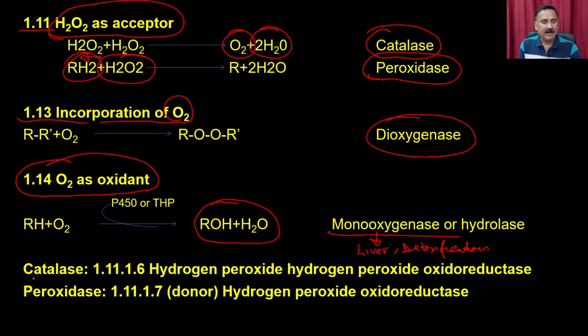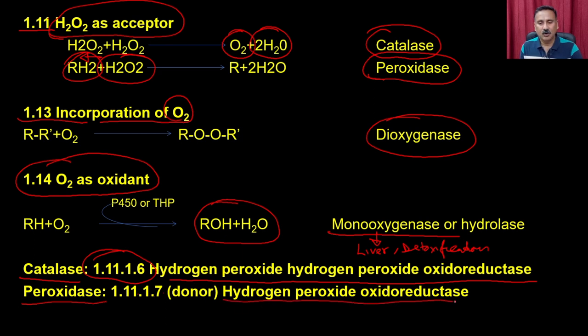Okay, so catalase, you see that this is the EC number for catalase, which is 1.11.1.6, and that's how it is a hydrogen peroxide oxidoreductase. Similarly, we can have the peroxidase, which is 1.11.1.7, and there you have the hydrogen peroxide oxidoreductase.